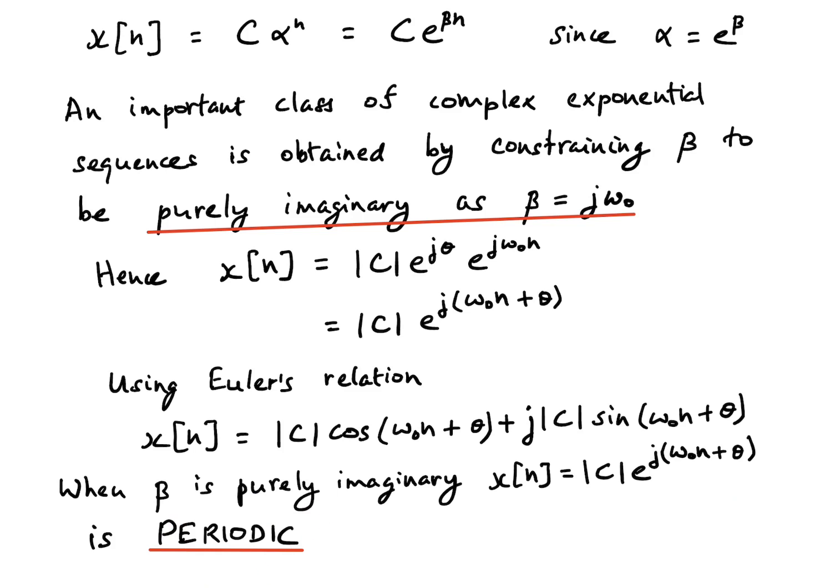Again, what is the meaning of periodic, and how do we compute the period of a signal? As I said before, I will be discussing that with examples in the next lecture. But for now you should understand that for the special case of the important class of signals, when beta is purely imaginary in the discrete case, we get a discrete complex sequence which is periodic. All right.